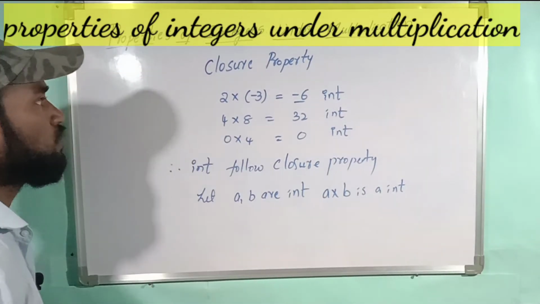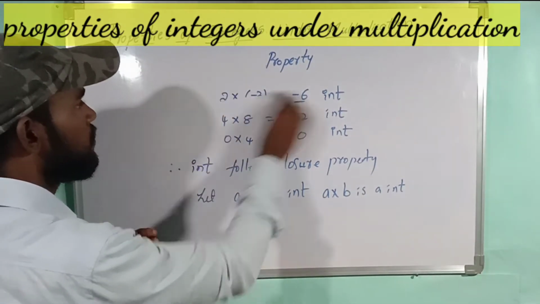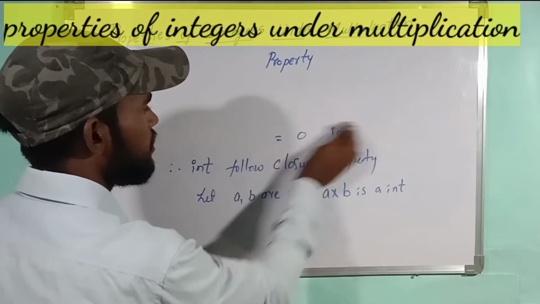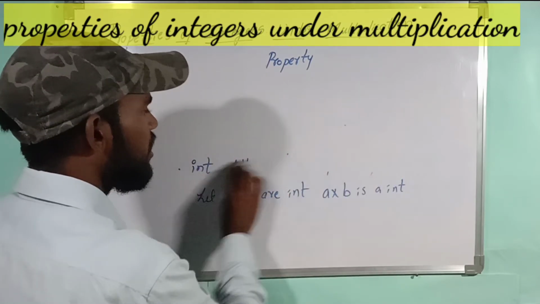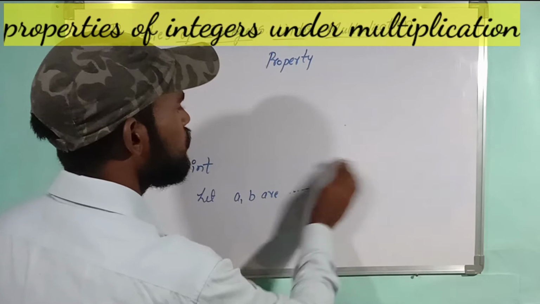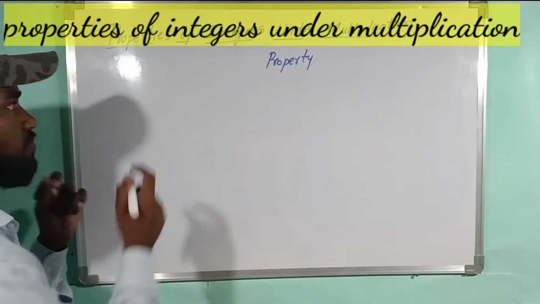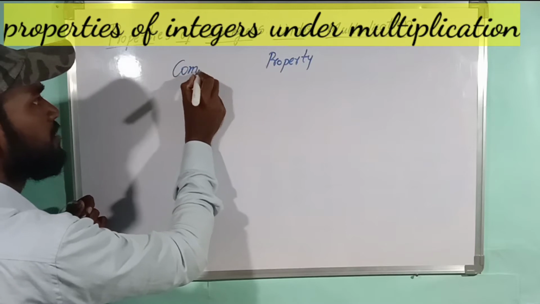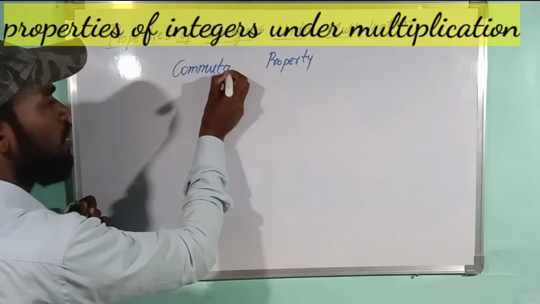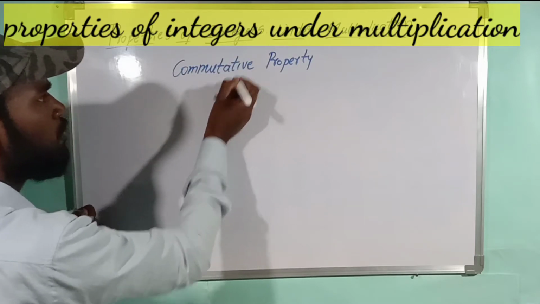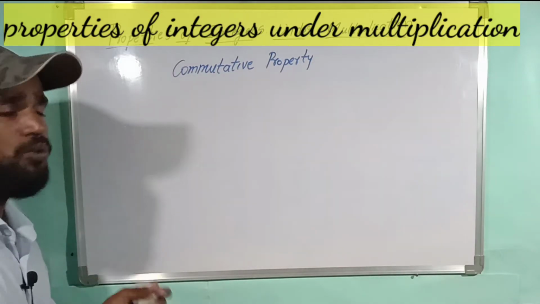Next we are moving to commutative property. Okay, so we already did it for addition. Now we are going to do it for multiplication. So here, commutative property. Take any two integers.